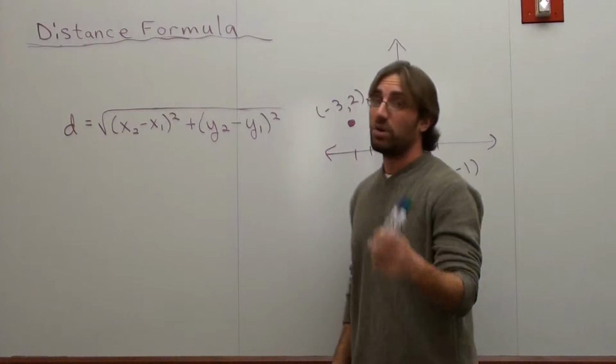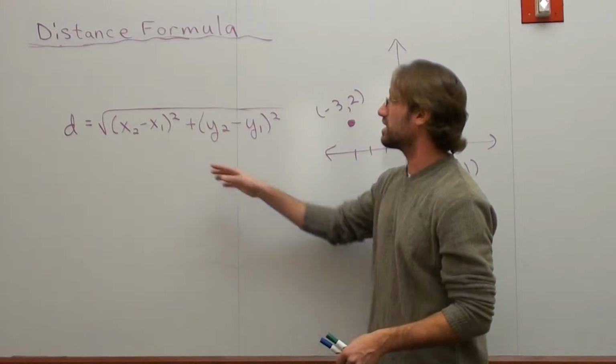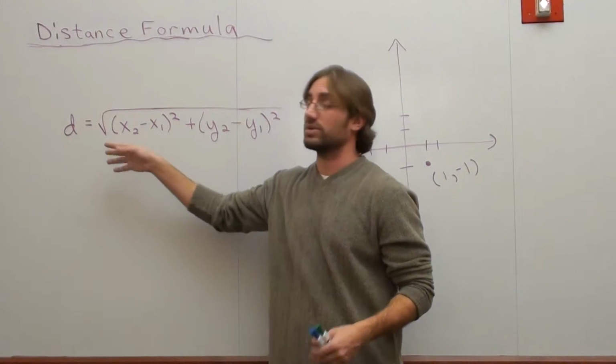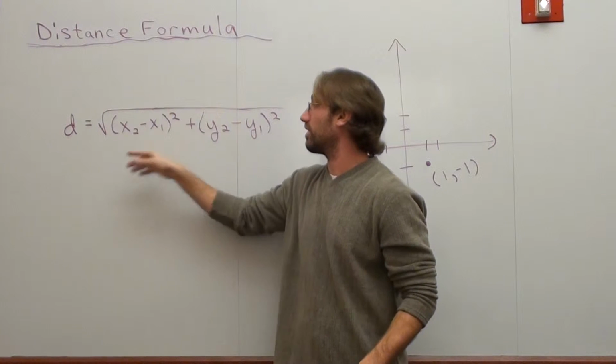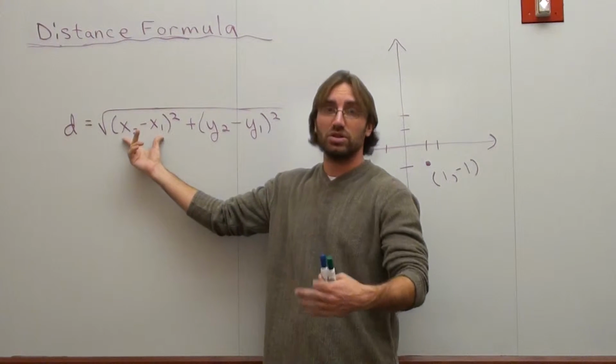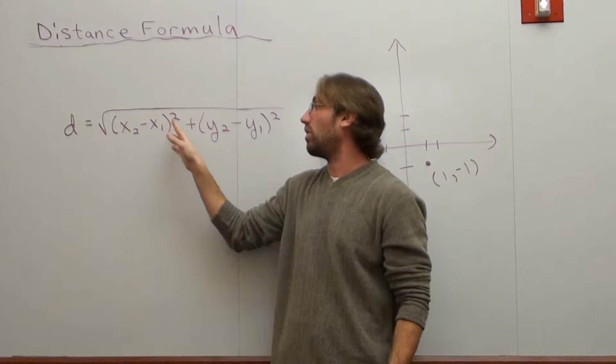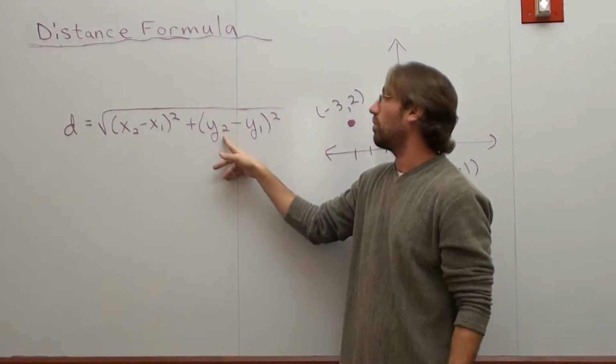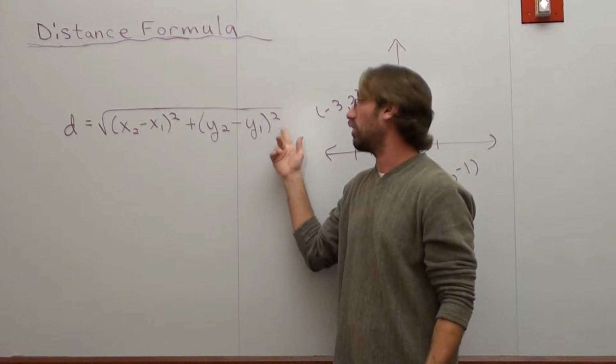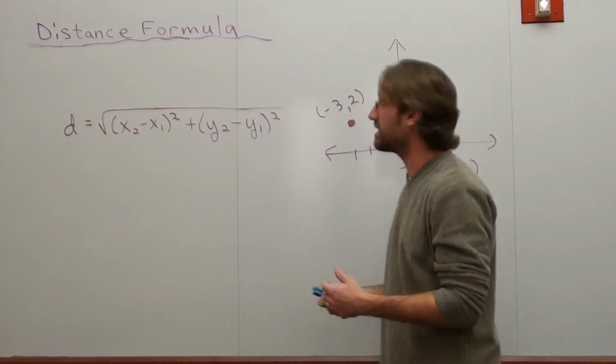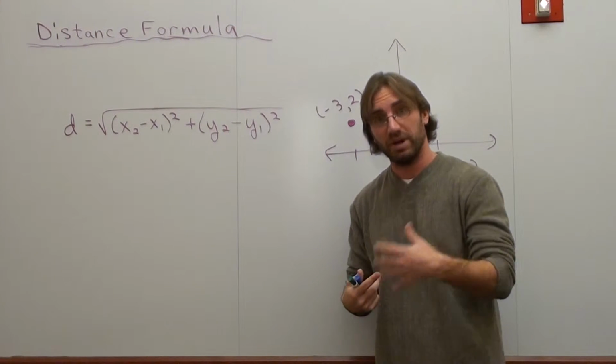Hello again. I want to talk about the distance formula. The distance formula is d equals the square root of the quantity x sub 2 subtracted x sub 1 all squared plus the quantity y sub 2 minus y sub 1 quantity squared. Basically, what this ties into is the Pythagorean theorem.